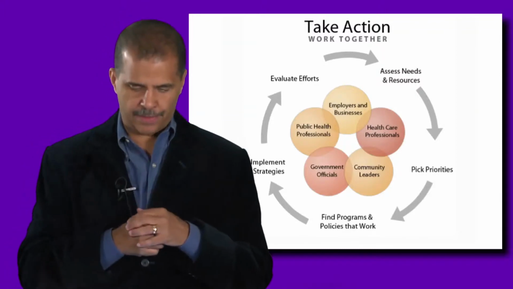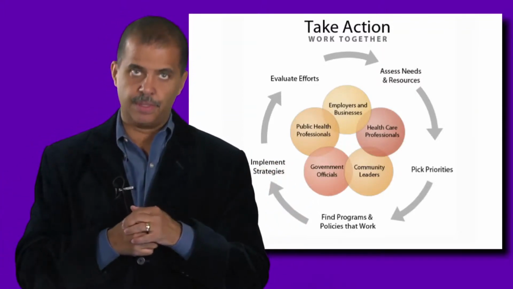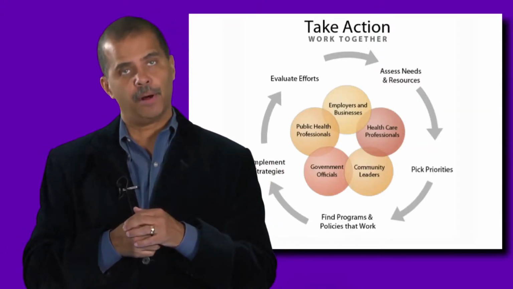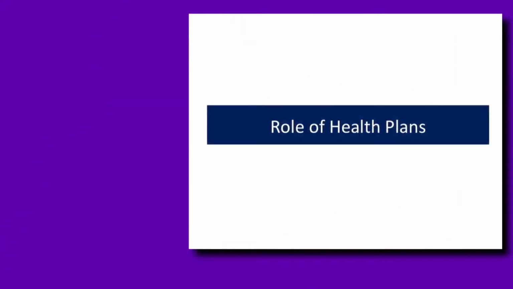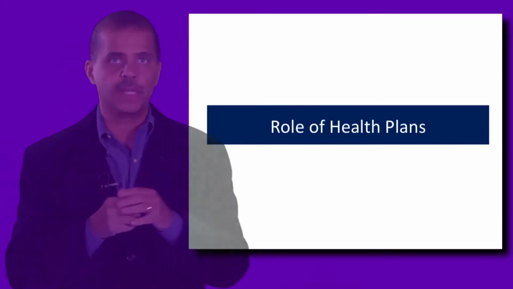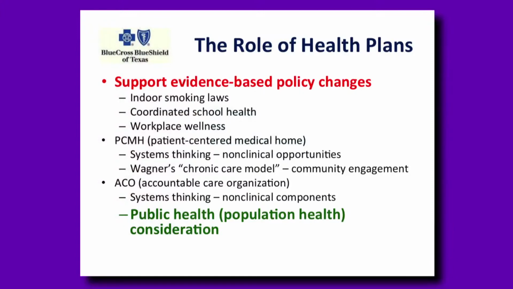So who should work together? Employers in the business community, healthcare professionals, community leaders, government officials, and public health professionals. Have a coordinated plan. So let's look at the role of a number of different stakeholders who would actually work together. What's the role of health plans or health insurance companies?